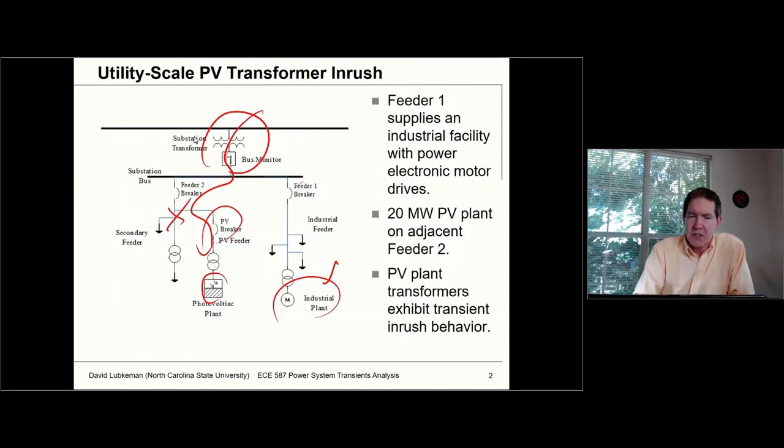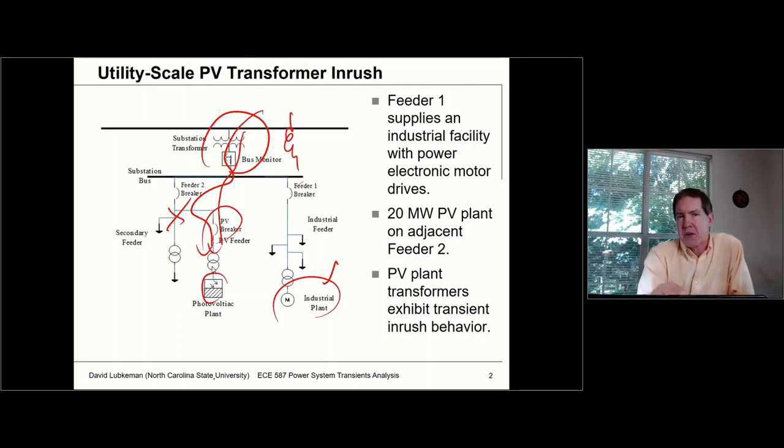Now if you have a large amount of current flowing into these transformers at the photovoltaic plant, the load on the adjacent feeders is going to see that impact because the substation has impedance associated with that.